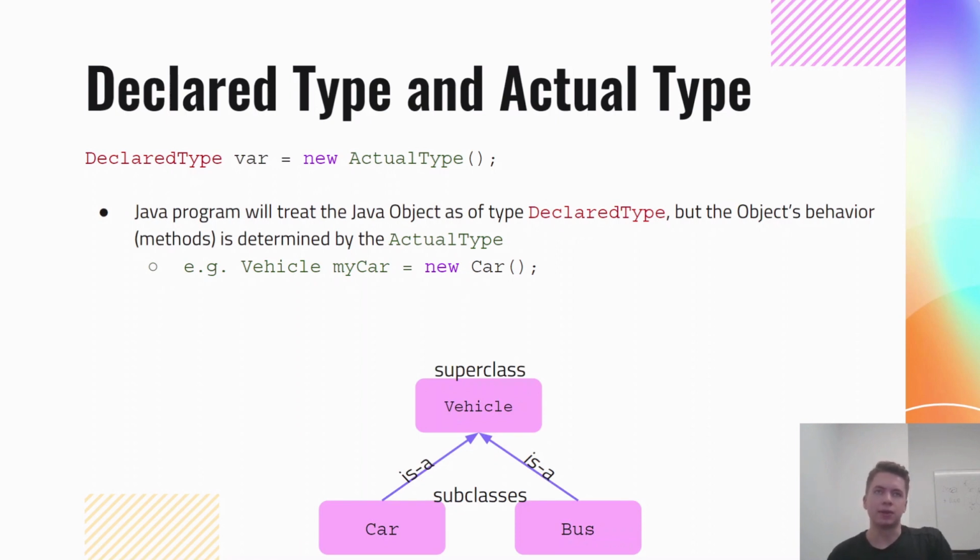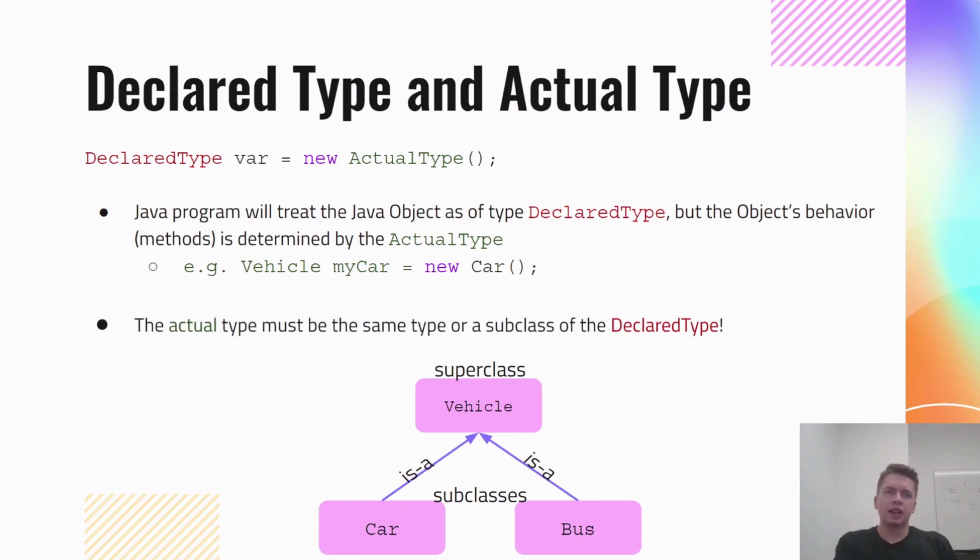So one example we can give using our vehicle classes is we can define a myCar variable of declared type vehicle and of actual type car, where we can substitute myCar for all places that require a vehicle. However, the methods inside of myCar will be car's methods. And the actual type must be of the same type or a subclass of declared type. This is how I like to think about it, but another way to do so is to say declared type must be the same type or a superclass of actual type, whichever one is more intuitive to you.